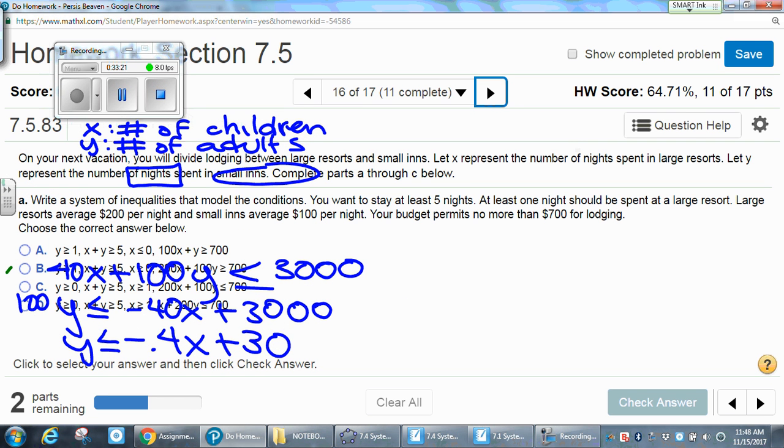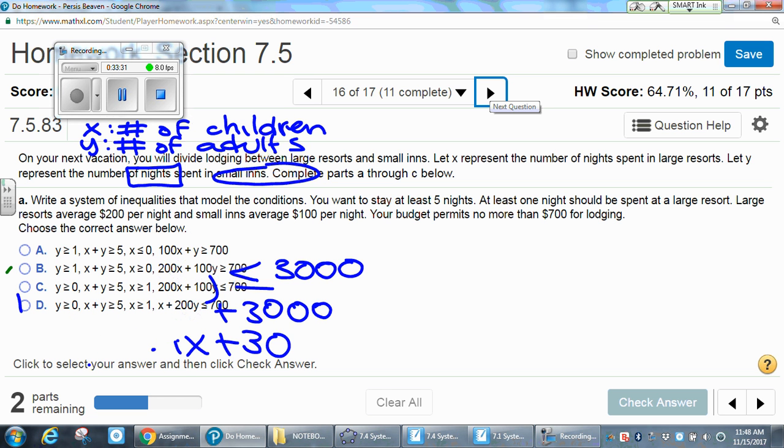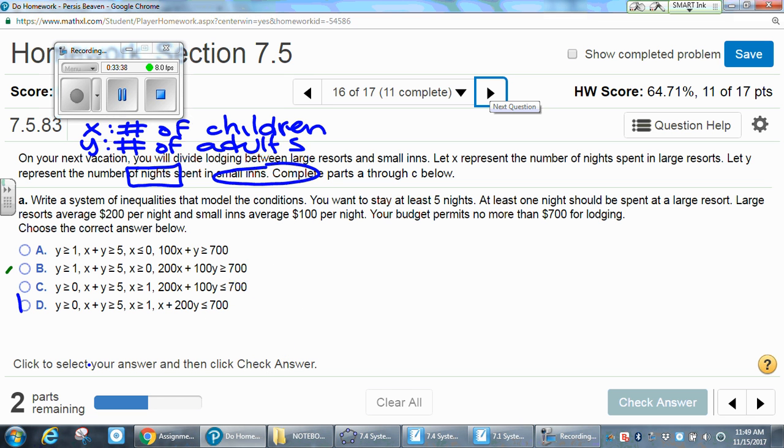Now this one here, let's just take care of it quickly, and then I'll let you go. We have to write a system of inequalities, and we have four inequalities in total. Let's see what you can eliminate. One night should be spent at a large resort. You're talking about 5 nights at a hotel. They average 200 per night, and the small inns 100 per night. Your budget permits no more than 700 per lodging. So X will be the number of nights.